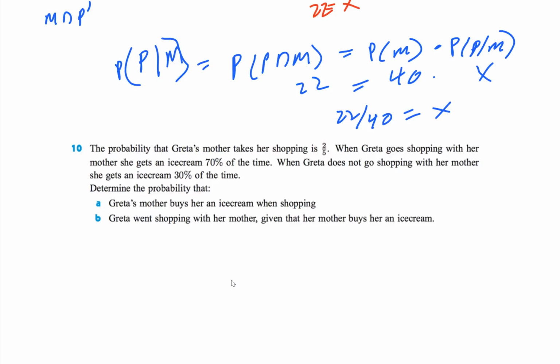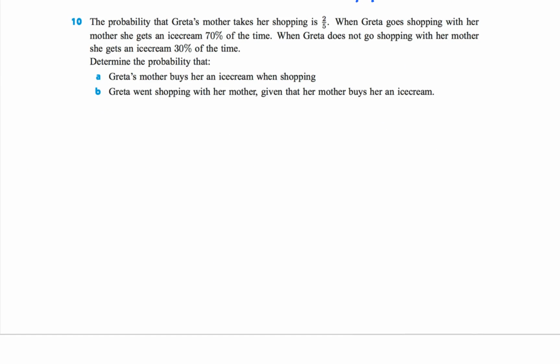To finish up, let's do one last tree diagram because we only did one of those. We did a lot of Venn diagrams. So this tree diagram here. The probability that Greta's mother takes her shopping is 2 out of 5. When Greta goes shopping with her mother, she gets an ice cream 70% of the time. When Greta does not go shopping with her mother, she gets an ice cream 30% of the time. Determine the probability that Greta's mother buys her ice cream when shopping.